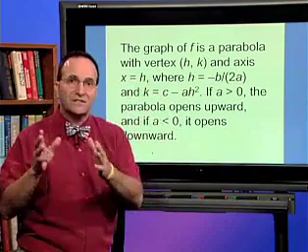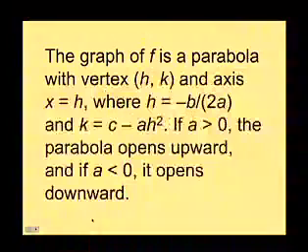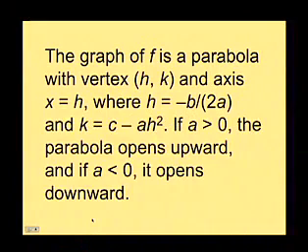The vertex is h comma k. The axis of symmetry is x equals h, where h is equal to negative b divided by 2a. And k, which is the y value, is equal to c minus a times h squared. If a is positive, then the parabola opens upward, and if a is negative, then it opens downward.